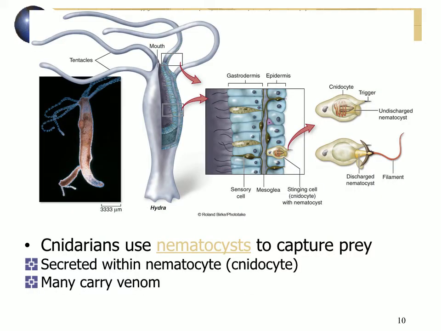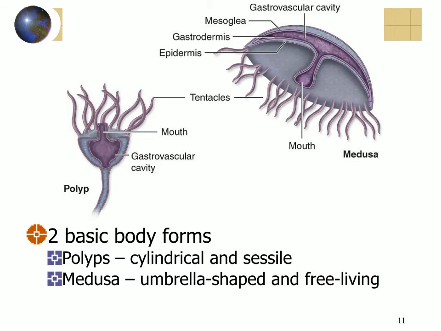Cnidaria have a unique stinging cell, the nematocyst, and within, the nematocyst is the organelle, and then the nematocyte or cnidocyte is the stinging cell. These have a little trigger and can inject poison into other organisms. So they carry a venom and can be used to attack prey, which are then pulled towards a mouth by kind of muscular tentacles.